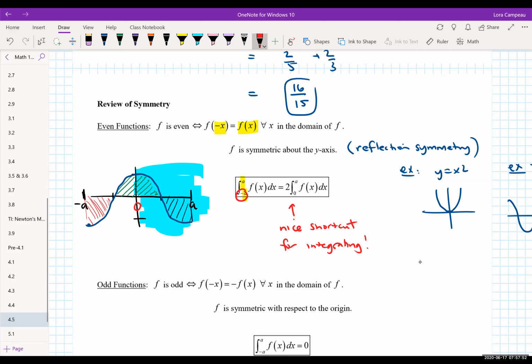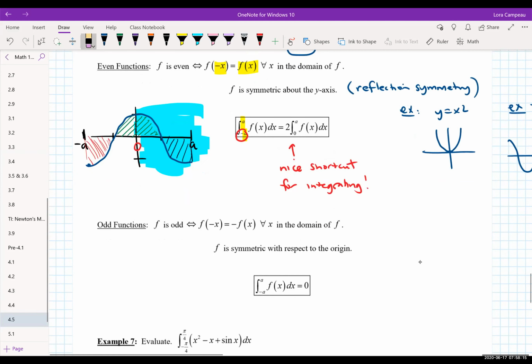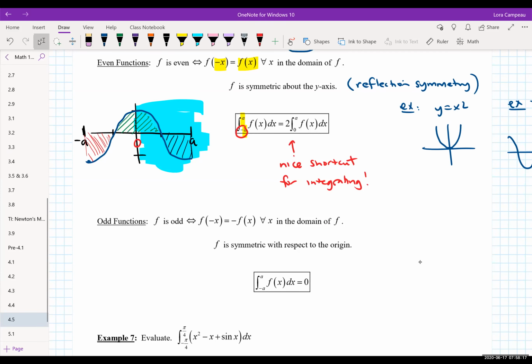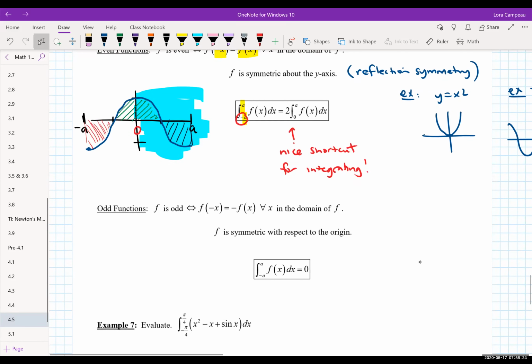So feel free to explore it. It only works as long as you know your function is even, meaning it's symmetric about the y-axis, and as long as your limits of integration are positive and negative the same number, then it will work out very nicely. So nice shortcut there, something to look out for. I notice a lot of these with trig functions, sometimes conic sections, or portions of conic sections, depending where they're centered.